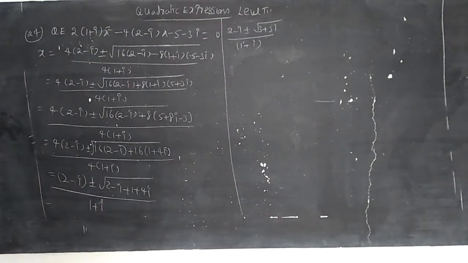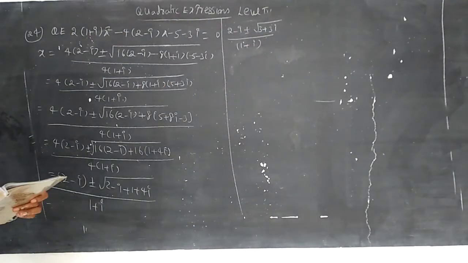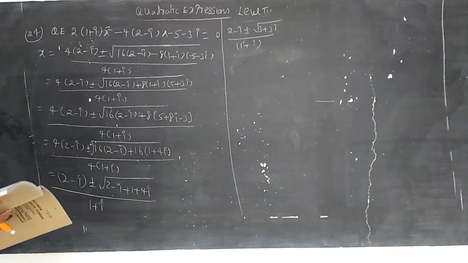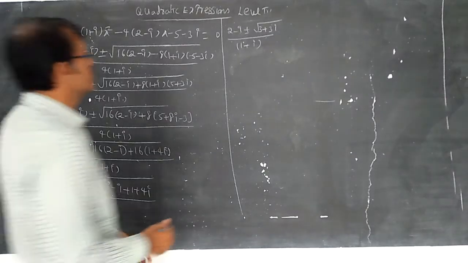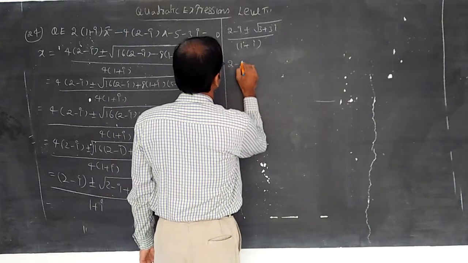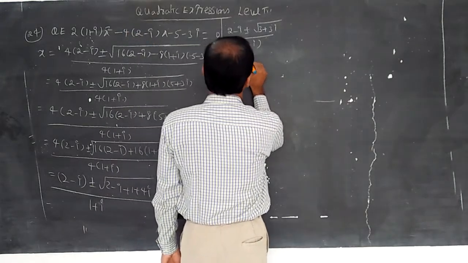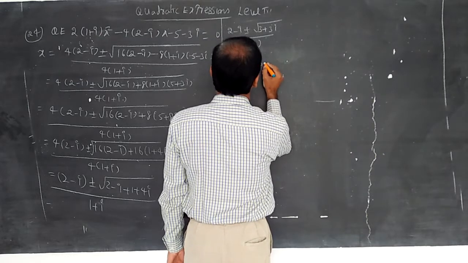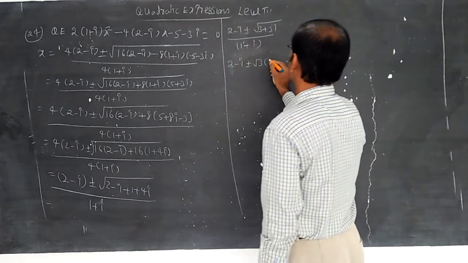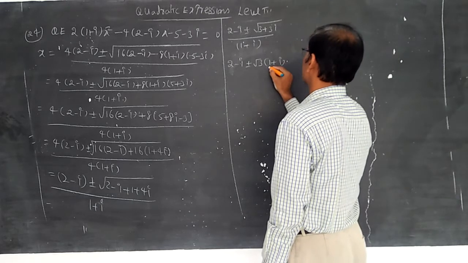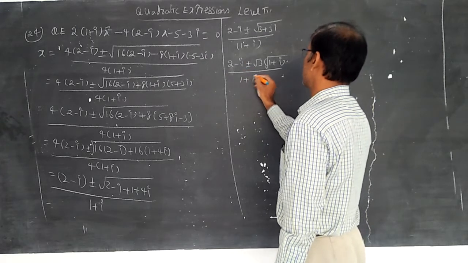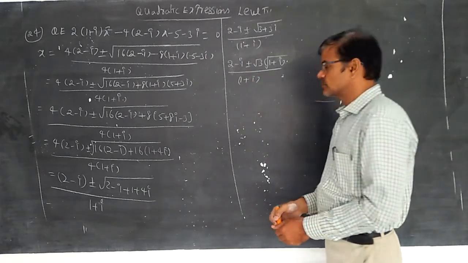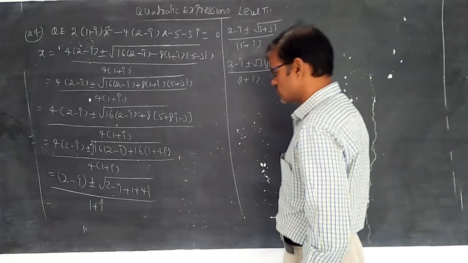Now what he is asking, which has greater modulus? So modulus you should calculate. Root 3 taken common. Okay, let us discuss root 3. 2 minus i plus or minus root 3 into root of 1 plus i by 1 plus i. So root of 1 plus i we should discuss.